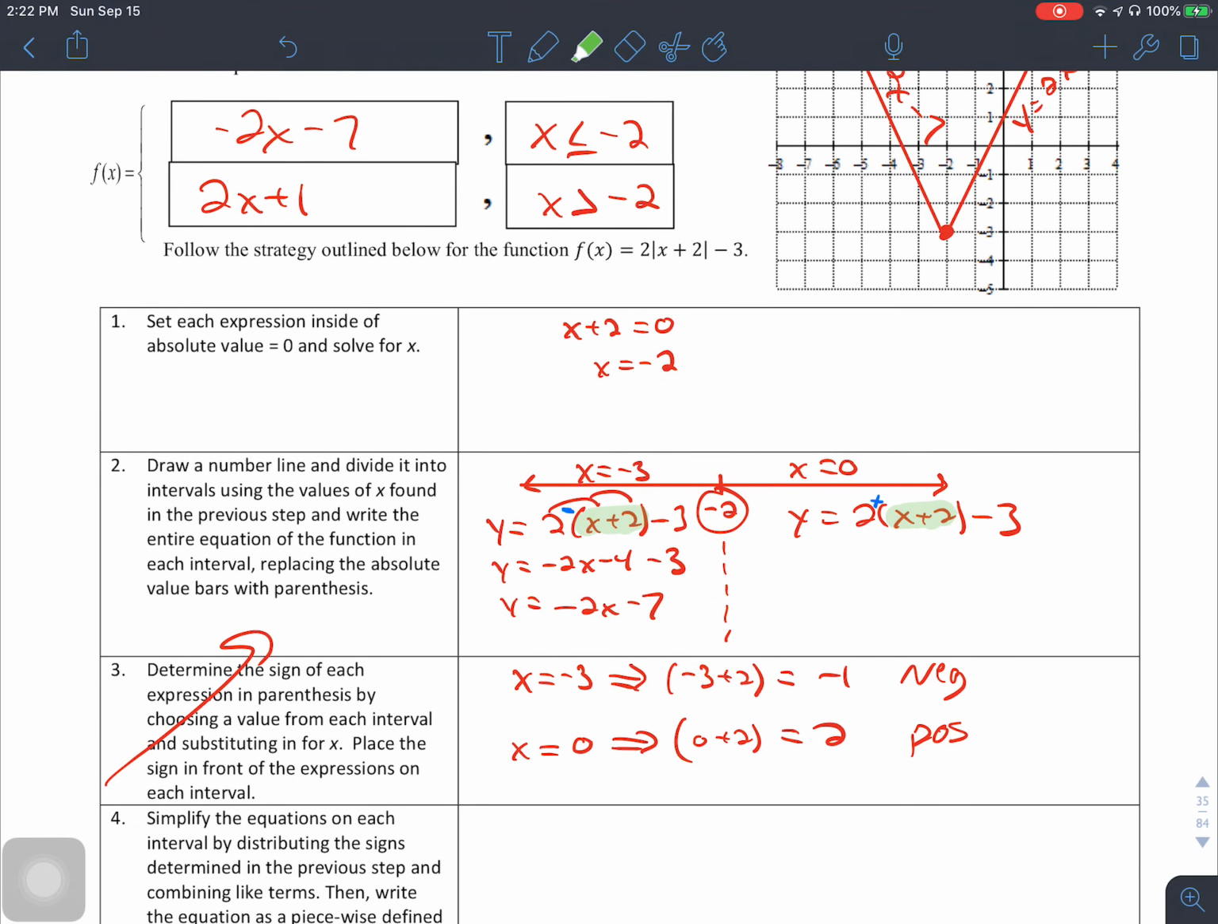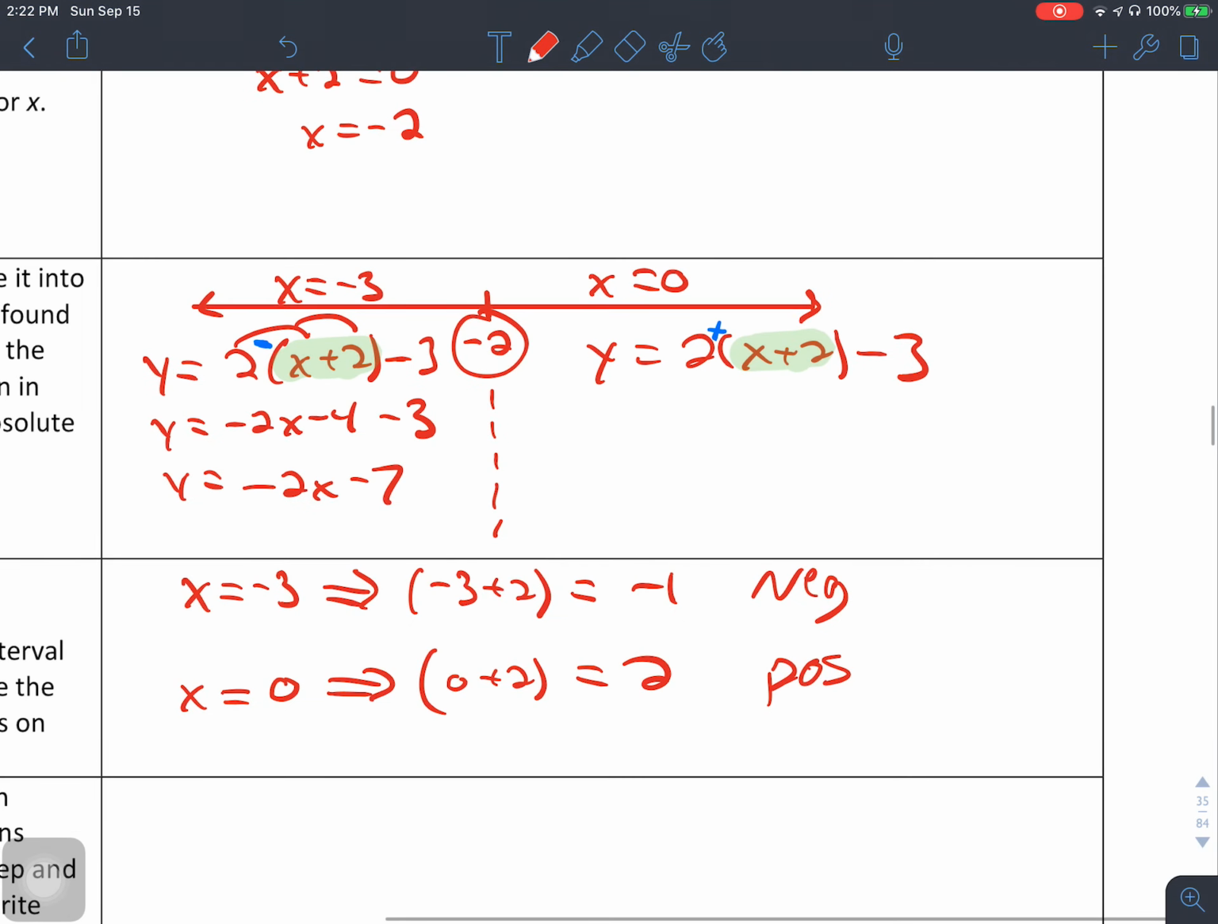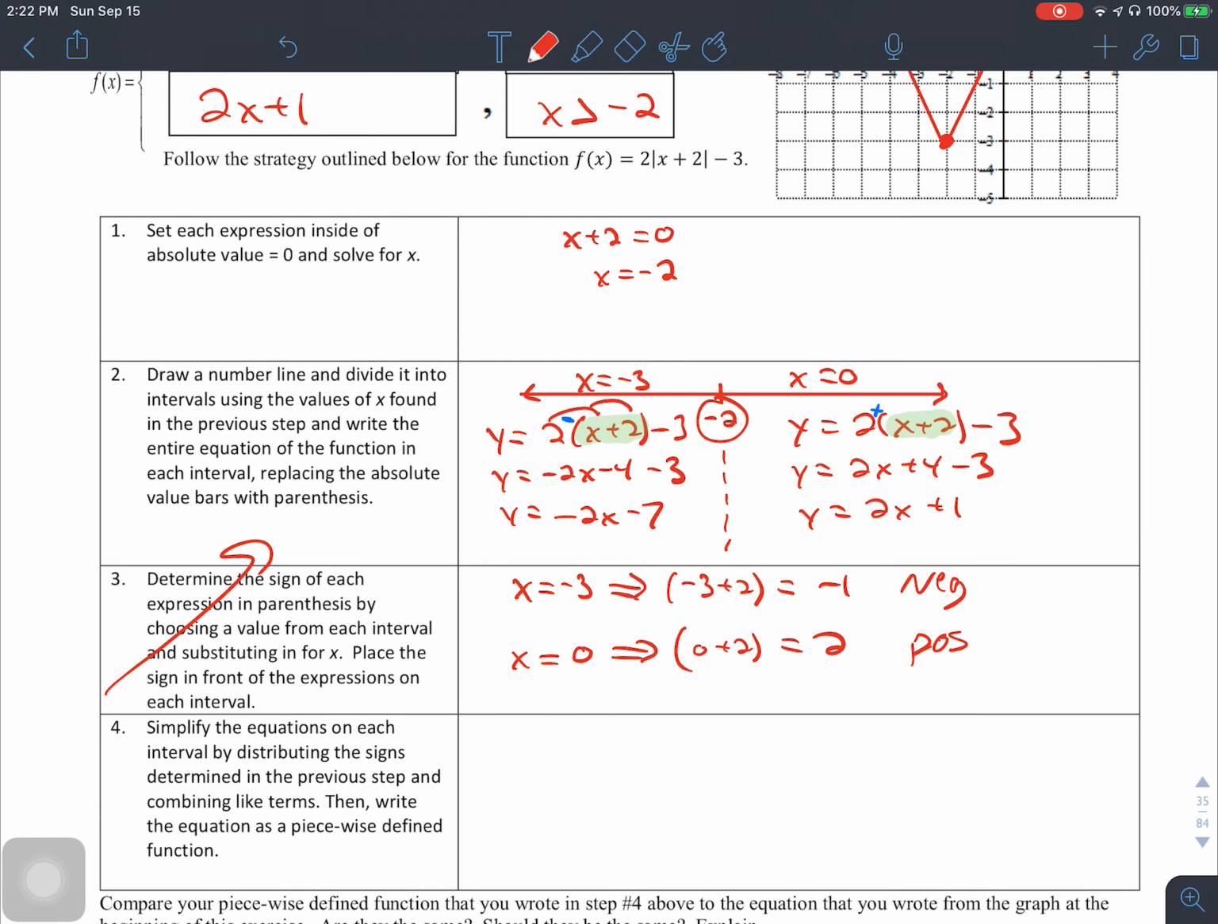This is an analytical way of doing it. This one here, if I distribute the 2's, I'm going to get 2x plus 4. If I distribute the pluses, I'm still going to get 2x plus 4. Combine the 4 and the 3, you get a plus 1. Does that look familiar? It should. Same thing we had up yonder.